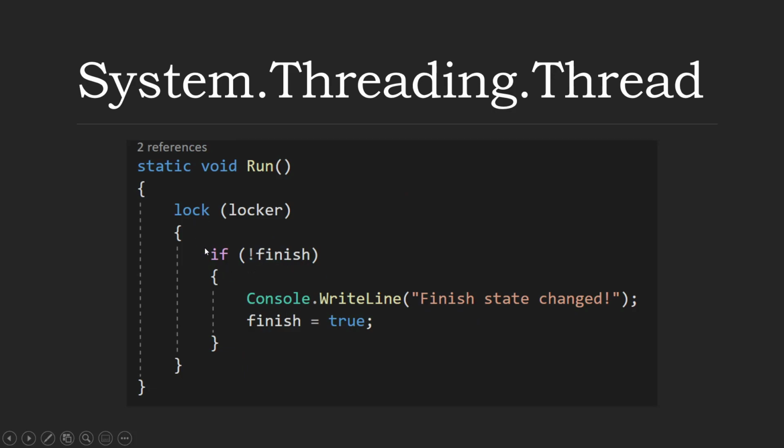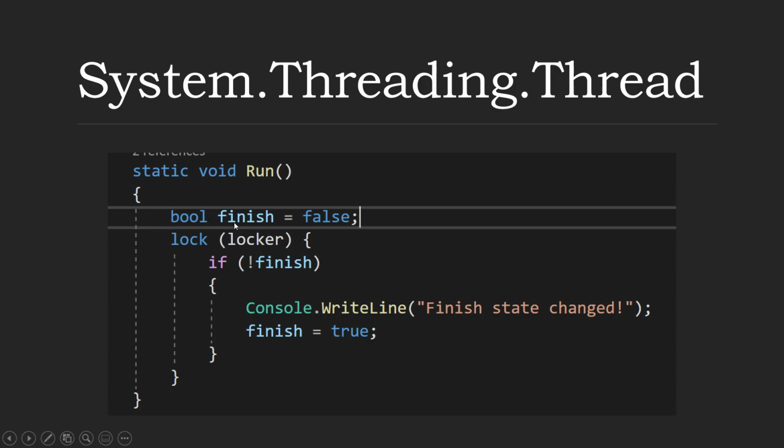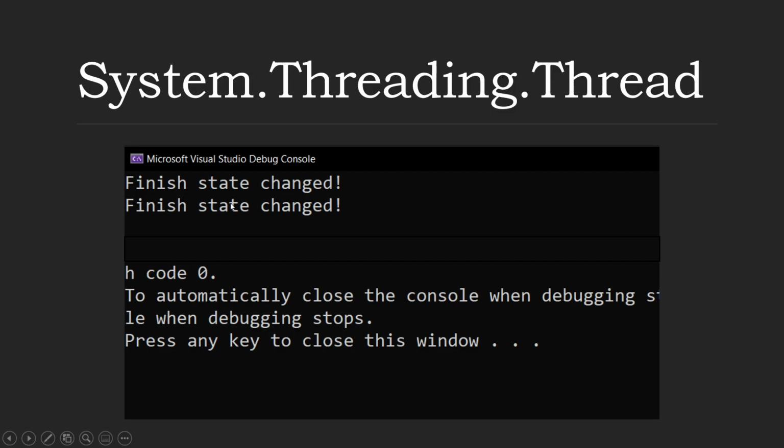If we put the crucial code inside a lock, each thread will come here and lock the object until it finishes. It will then release the object, and the other thread that tries to access the code will be blocked or wait until the locker is released. As you can see, the result here is that the console only prints once because we have the lock. And if we declare the boolean as a local variable, each thread will create its own local variable, so the finished state change will be printed twice.